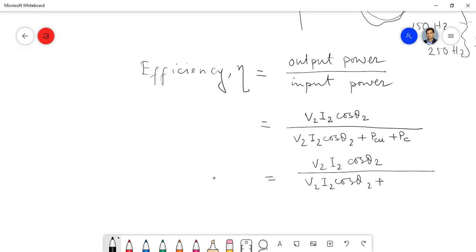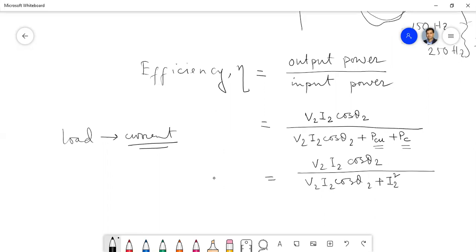Now, between these two losses, copper loss and core loss, which one is current dependent or load dependent? I've already mentioned that load is nothing but current, isn't it? So load means current only. So between these two losses, core loss and copper loss, which is current dependent? Copper loss. So copper loss is current dependent.